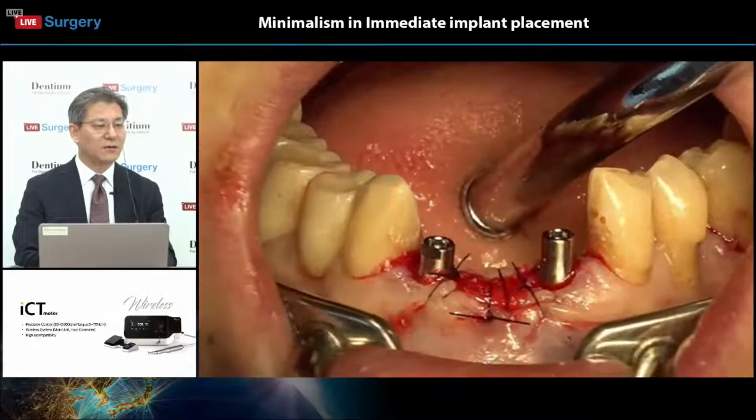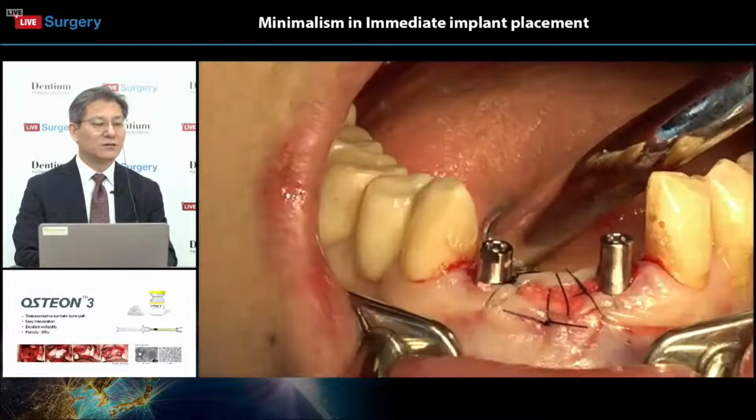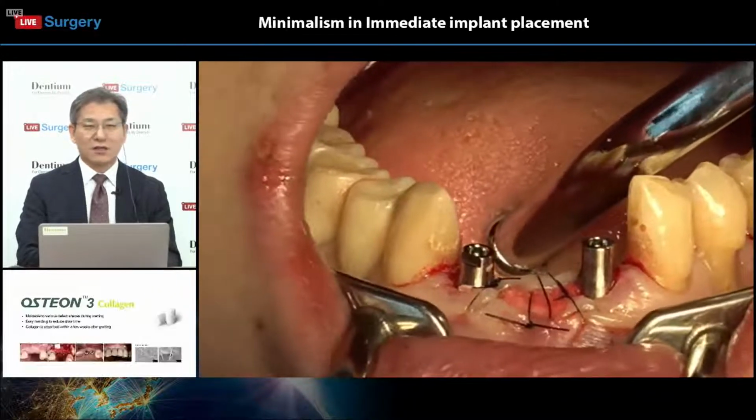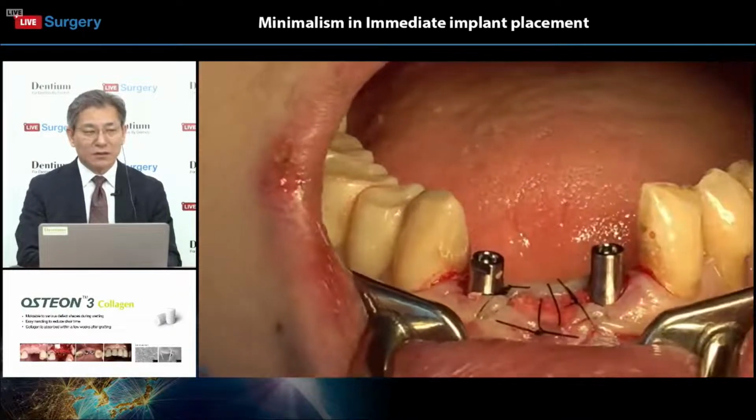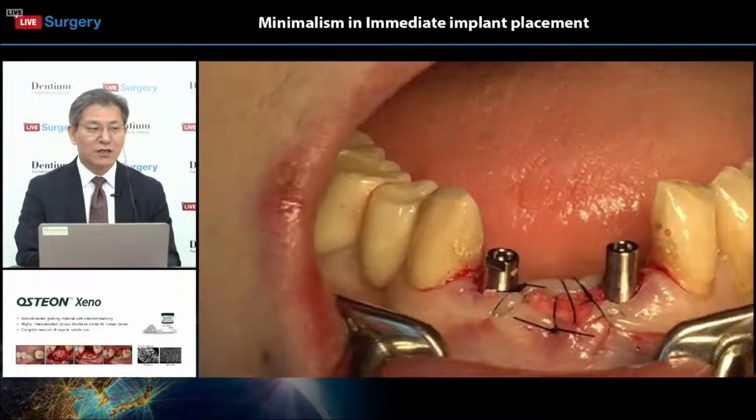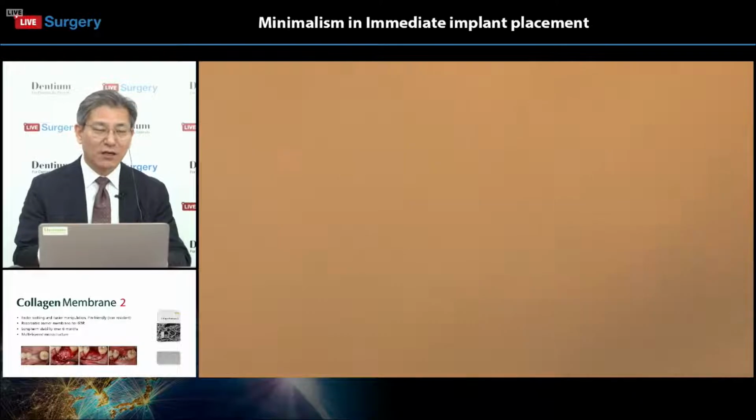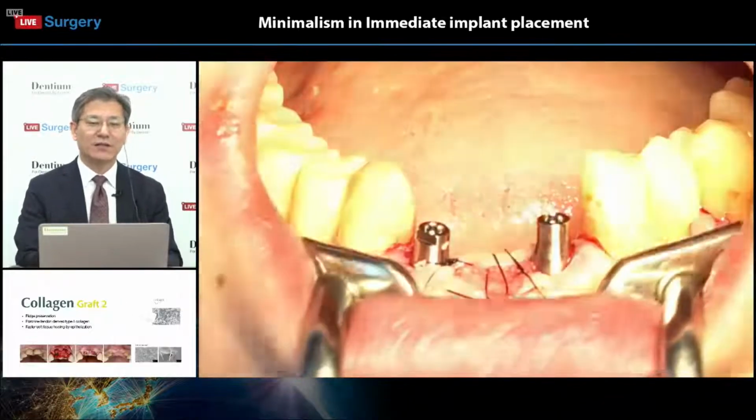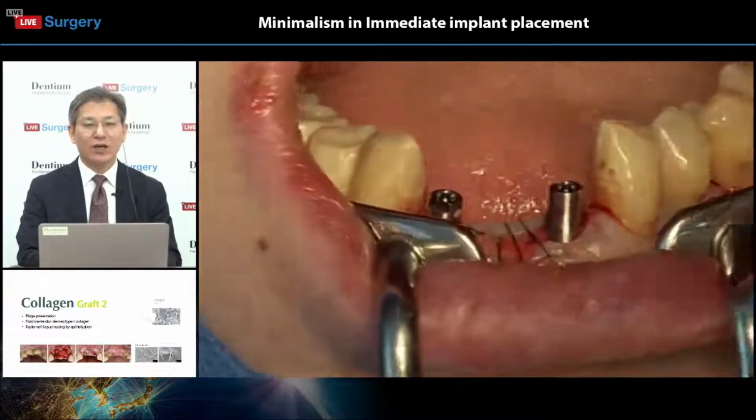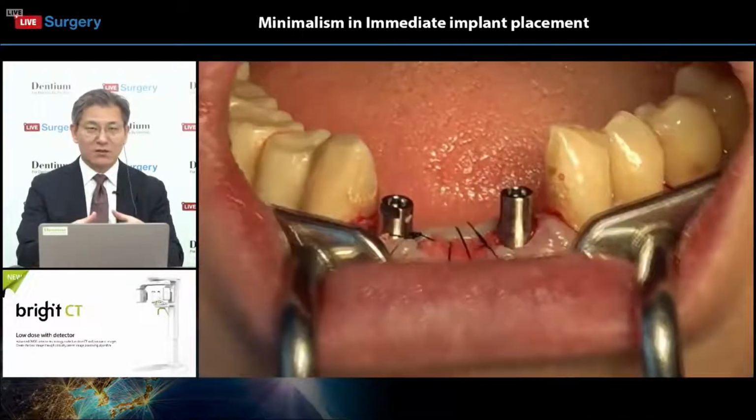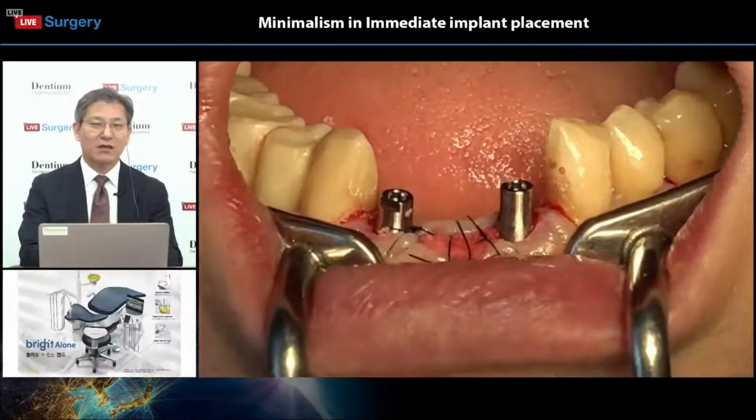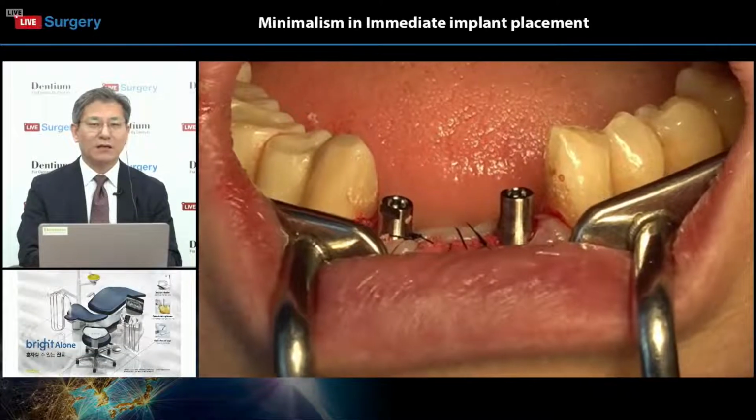Okay, that was done. Very simple. This kind of socket procedure, when we have an intact socket, we can do it in this style. It means the socket filling, gap filling procedure, right?